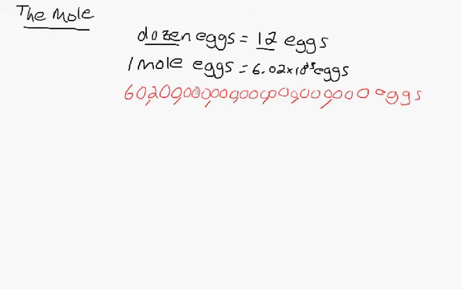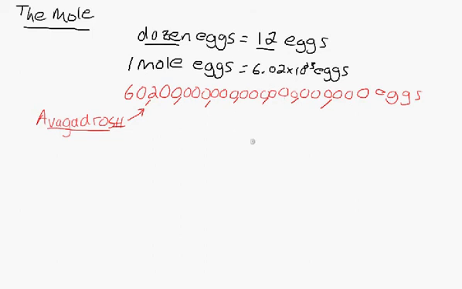And so this is a huge number, and it's a very, very big number, and this guy, his name was Avogadro. He's the one that discovered it. And so this number is called Avogadro's number. All right, so Avogadro's number is that huge number, which is 6.02 times 10 to the 23 eggs.